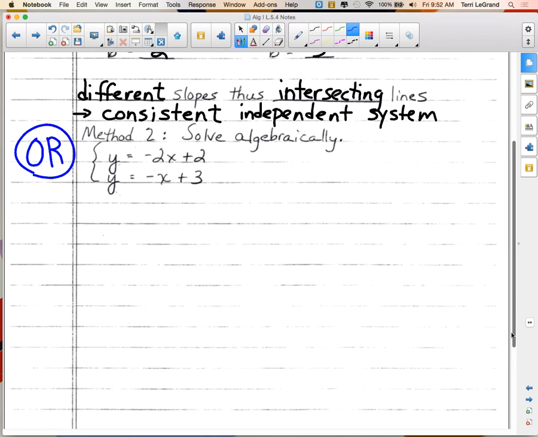Which one does this lend itself to being the better method to use? Substitution or elimination? Are they in standard form? You could use elimination, but it's better set up for substitution, isn't it? In other words, the first equation is the y's alone, so we could circle that expression. We could substitute that into the other equation for its y. So we're going to have negative 2x plus 2 equal to negative x plus 3. Go ahead and get that solved for x, because you already know how to do this, of course.